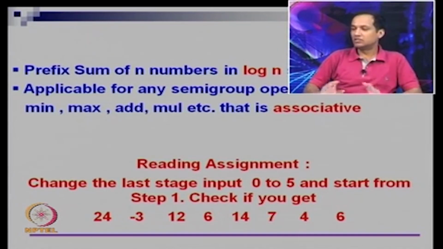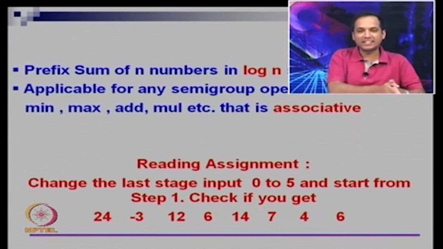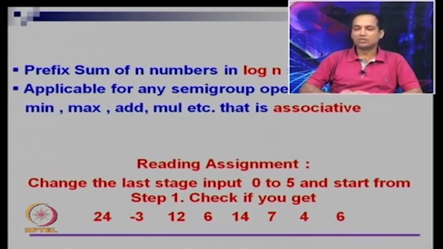for every I. Such a thing is called a semi-group operator. Let us not worry about why it is called that. As long as you have such an operator, you can do prefix calculation in logarithm n steps. You cannot do things like subtraction, because subtraction, A minus B minus C, is not the same as A minus (B minus C). So this is not for such kinds of operators.